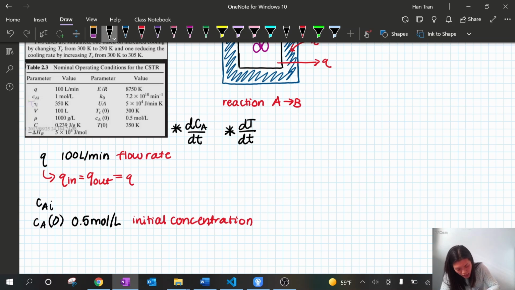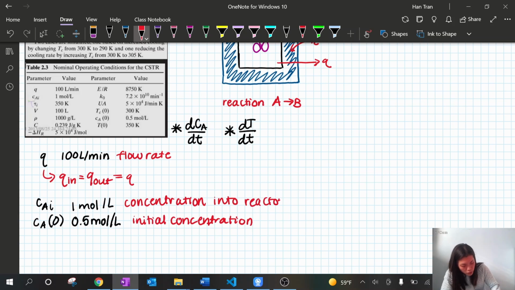And the CAI, that is 1 mole per liter, is the concentration into the reactor, or the tank.